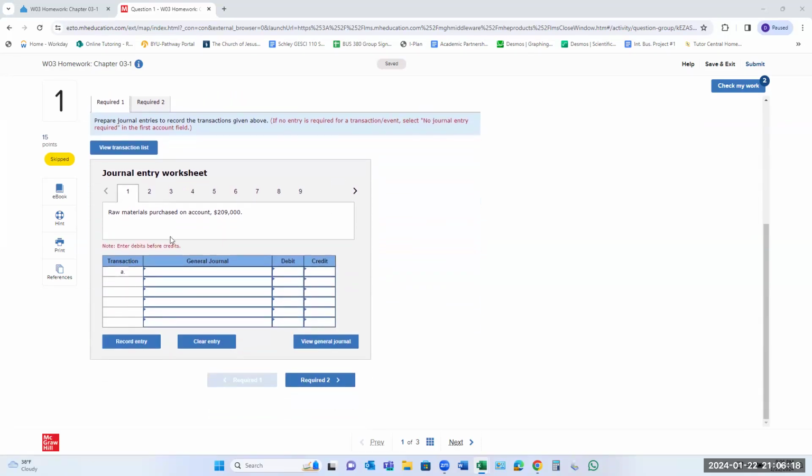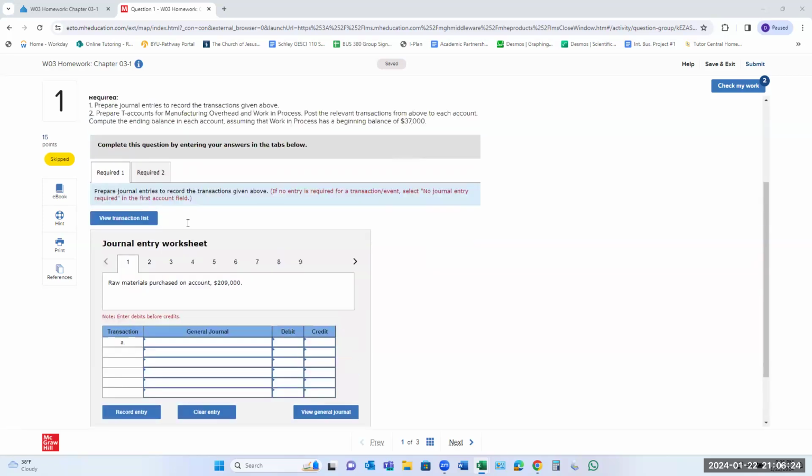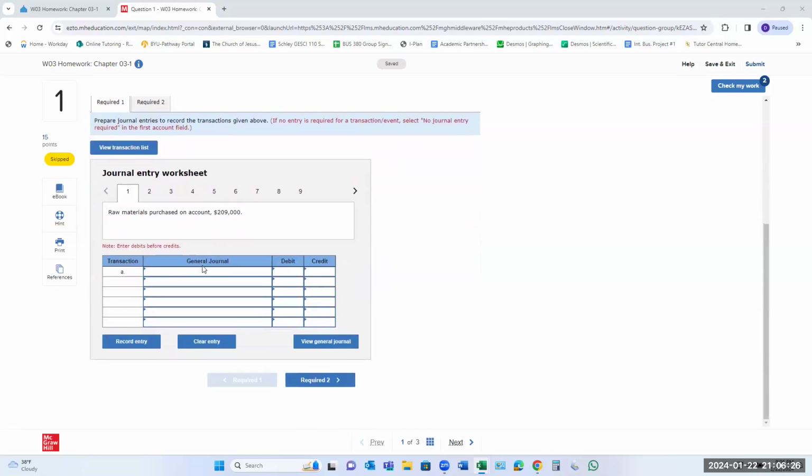So I'm just going to scroll down here. This is my journal entry worksheet. And for each of these, A, B, C, D, E, F, G, H, and all that, we're going to enter one transaction at a time, which generally requires 2 entries or sometimes 3 entries into the general journal. Make sure you're entering your debits first and then your credits. I'll show you that as we go along.